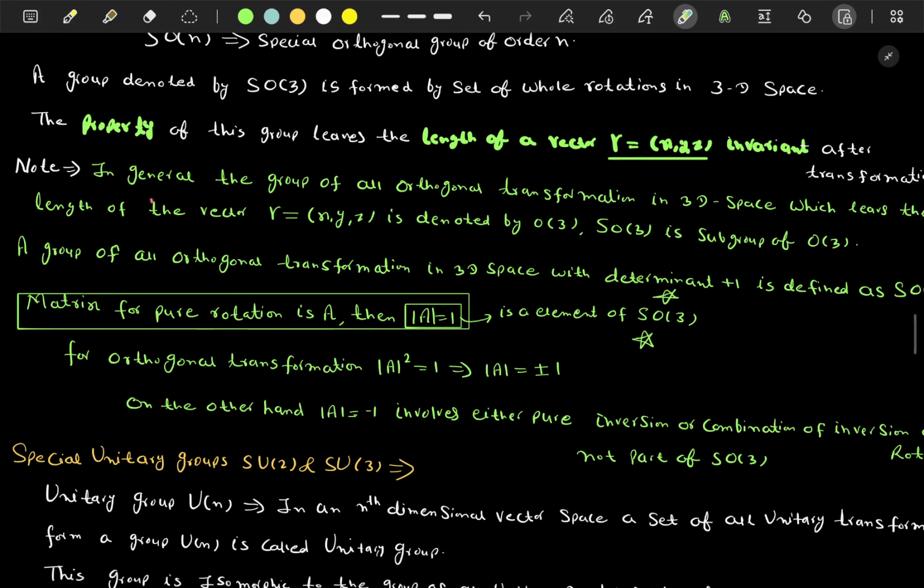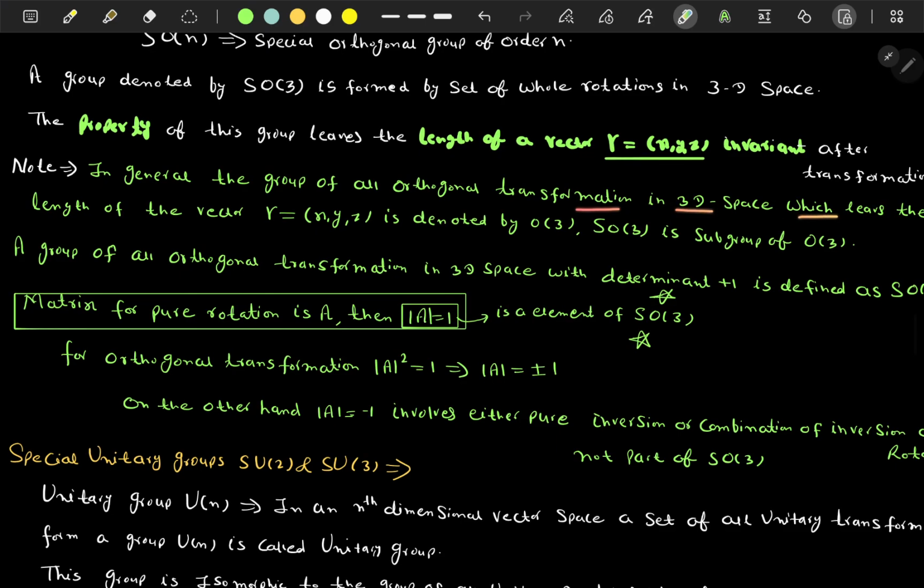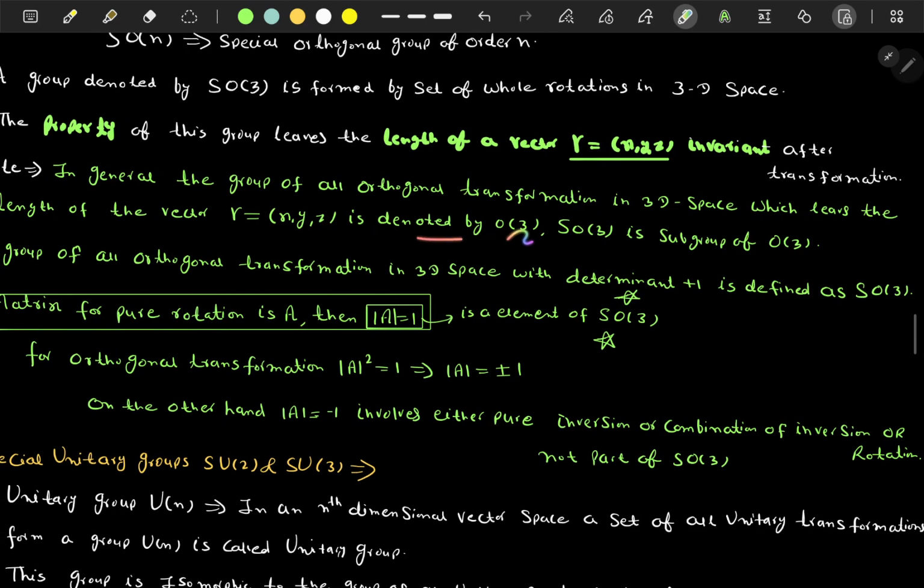Just remember it. In general, the group of all orthogonal transformations in 3D space which leaves the length of the vector xyz invariant is denoted by O3. SO3 is a subgroup of O3. So you can say if a group is followed by O3, SO3 will be its subgroup. Okay. And what is the condition? Length must remain invariant under any rotational transformation.